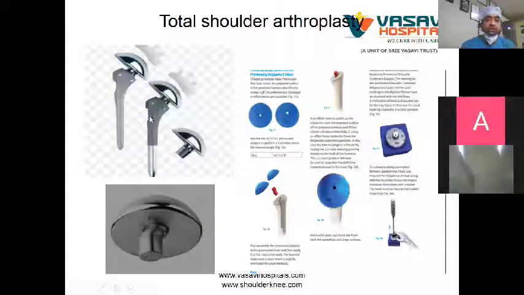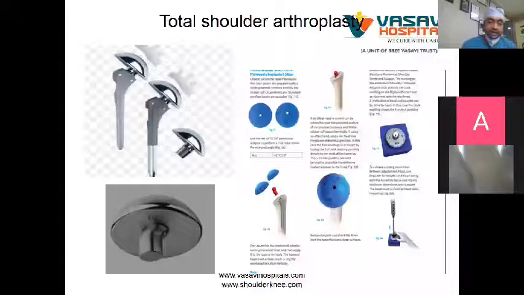So the stem is obviously of two types. One is the cemented, the other is the cementless. We tend to decide which one to go for depending on the age of the patient as well as the bone stock. Obviously, a patient with good bone stock, relatively young, gets a cementless. A patient with bad bone stock, relatively old, gets a cemented total shoulder arthroplasty.